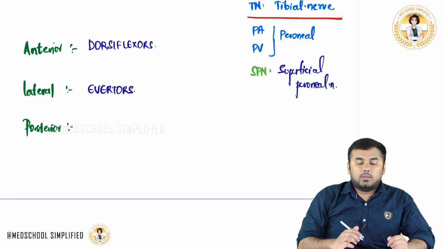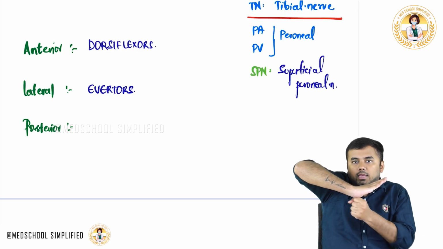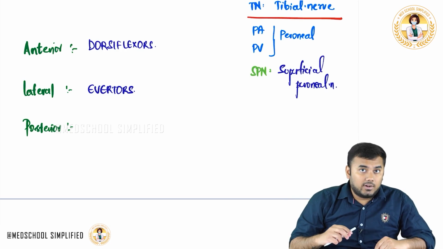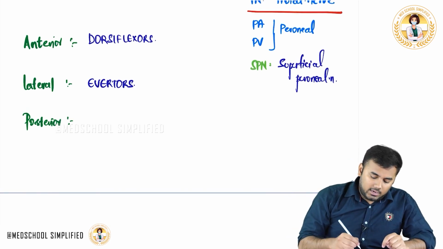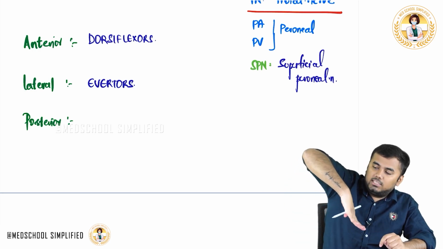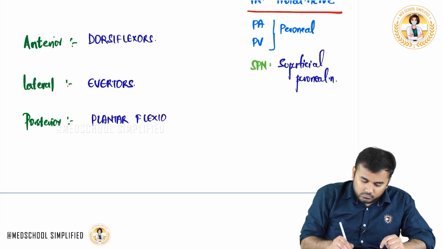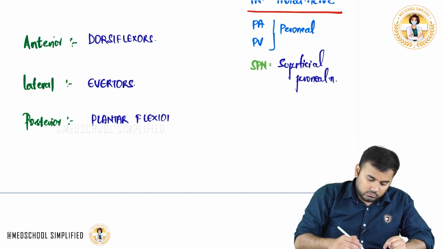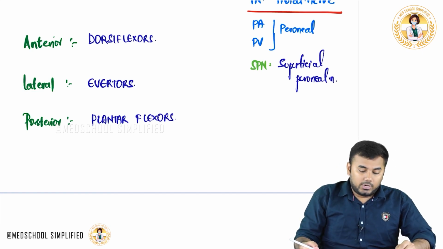And finally, the posterior compartment. The posterior compartment is the muscles that are located here. When they contract, my foot depresses down like this. So this is called plantar flexion. Anterior is called dorsiflexion, and now you should call this plantar flexion because my foot is flexing onto the plantar side. So these are plantar flexors. These are the three important things which you need to know.